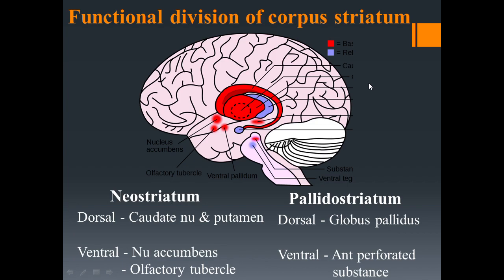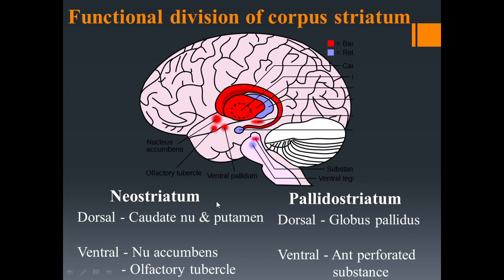Now, the corpus striatum functionally is divided into two parts. Anatomically, we have seen the corpus striatum consists of two nuclei, that is the caudate nucleus and lentiform nucleus. But functionally, it is divided into two parts, that is the neostriatum and pallidostriatum. Now what is neostriatum?